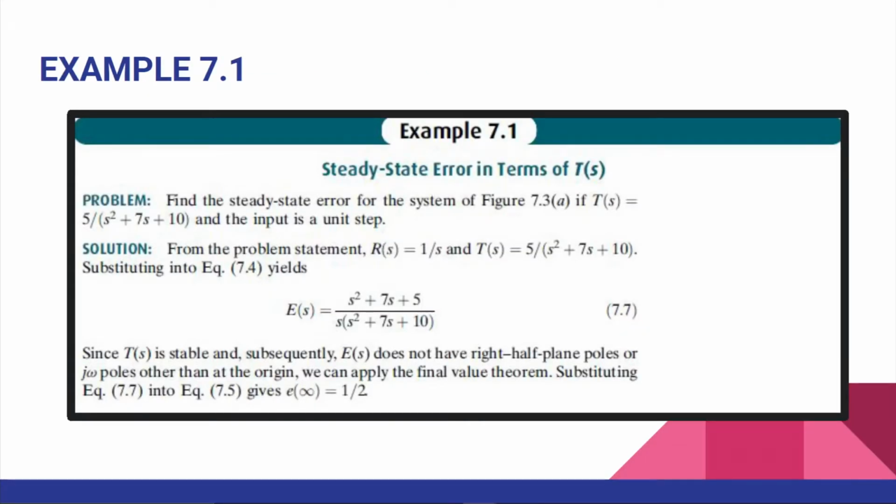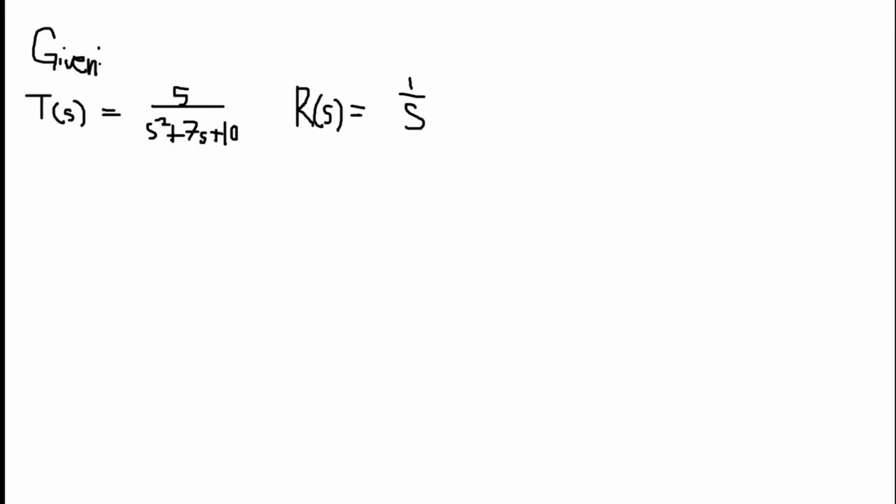Now we will be solving example 7.1, which is about steady-state error in terms of T of S. We are asked to find the steady-state error. We were given a transfer function which is 5 over s squared plus 7s plus 10, and an input which is a unit step, which is 1 over s.